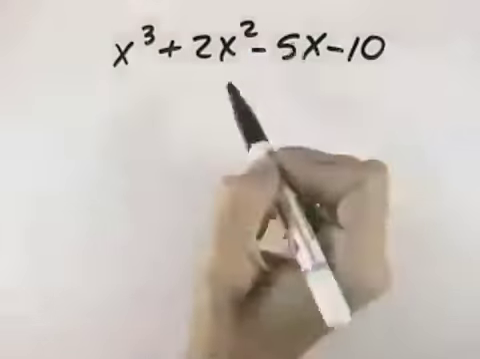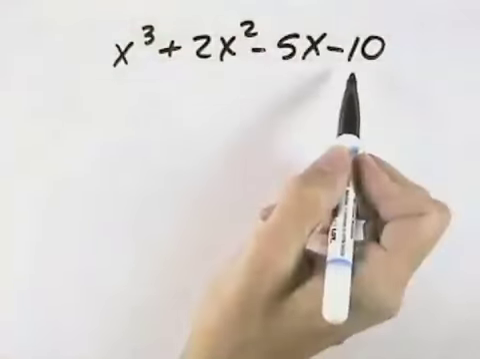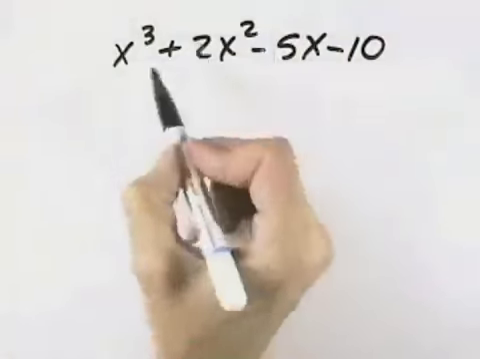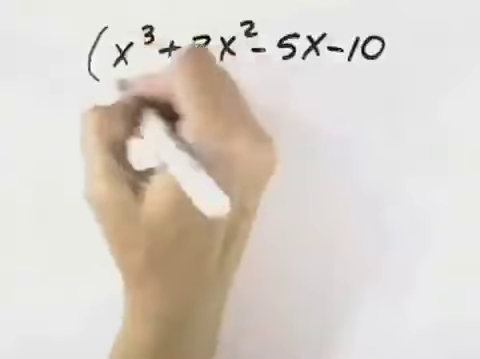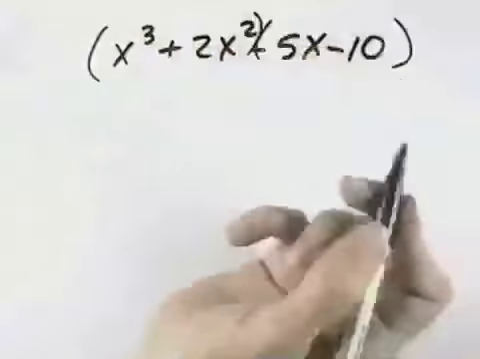We want to completely factor this polynomial. There is no greatest common factor, so we count the number of terms. Because there are 4 terms, that means we need to try grouping. So I'll group the first 2 terms and the last 2 terms together.